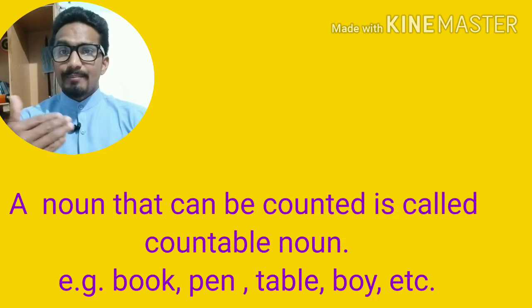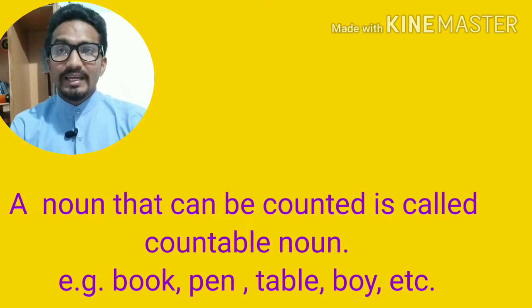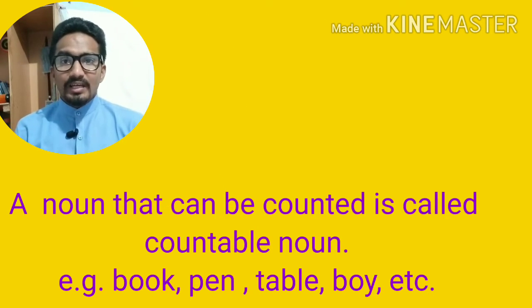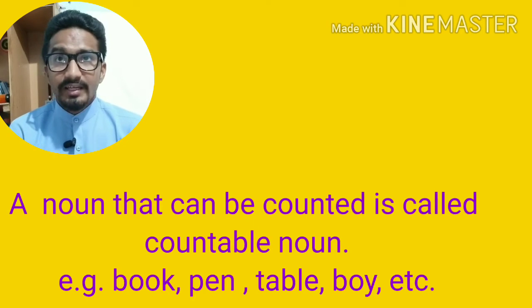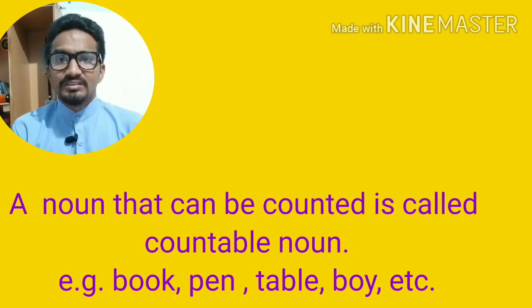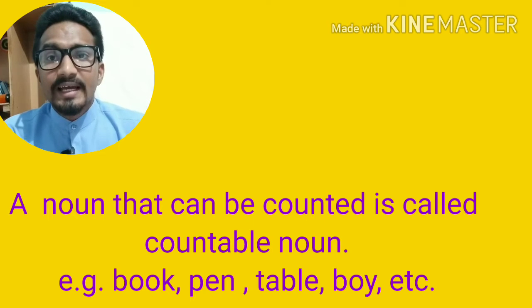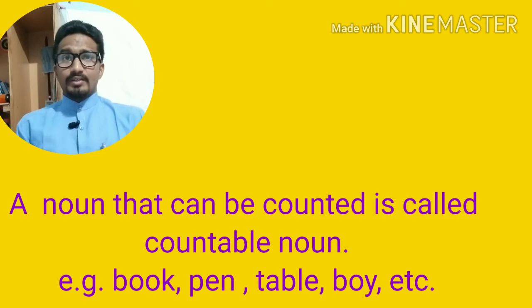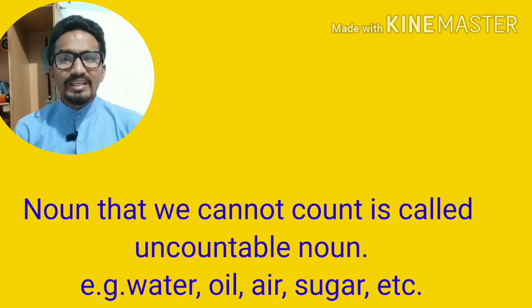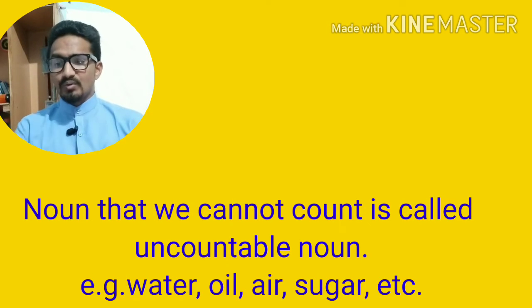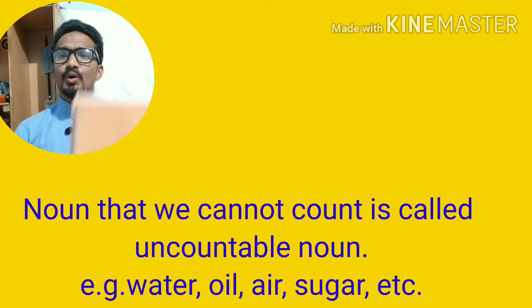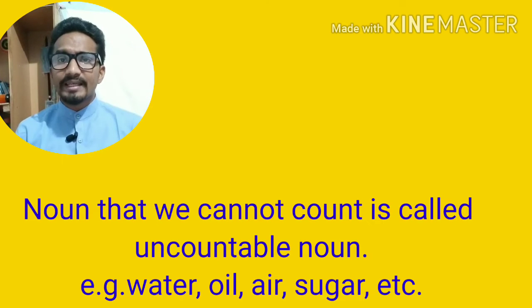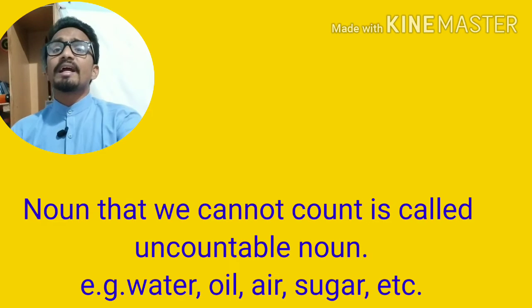Next, come back to countable noun and uncountable noun. Noun that we can count is called countable noun, and noun that we cannot count is called uncountable noun. Anything that we can count is called countable noun. I have a book, for example. One book, second book. They are counted. I can count them, therefore I can call them countable noun.